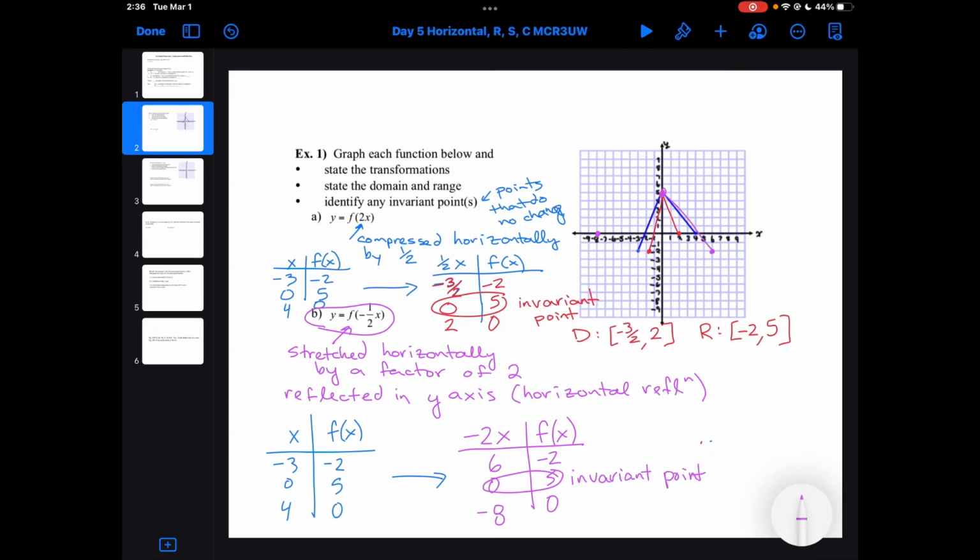So I've got a function that is wider than my original. It's been stretched and it's been reflected as well. My domain now is quite a bit larger. I'm going to go from my smallest x value to my largest. And my range still happens to be the same because I haven't done any vertical transformations.